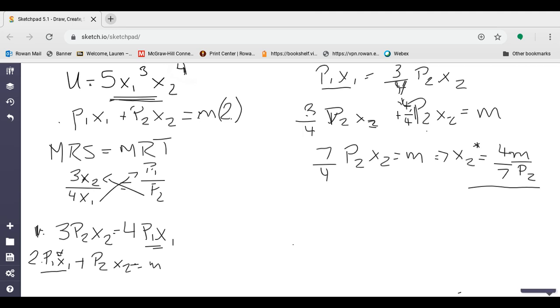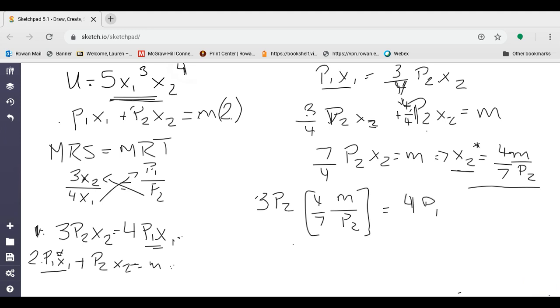So you can plug what we just got for x2 into one of the two equations that we have. I'm going to plug it into 1 because I think that's going to be a little bit easier. It doesn't have to be, but I think that's going to be better than the second one. So we know 3p2 times x2, and I'm putting in what we just found, 4/7 m/p2, and that equals 4p1 x1. So kind of a mess, I know.